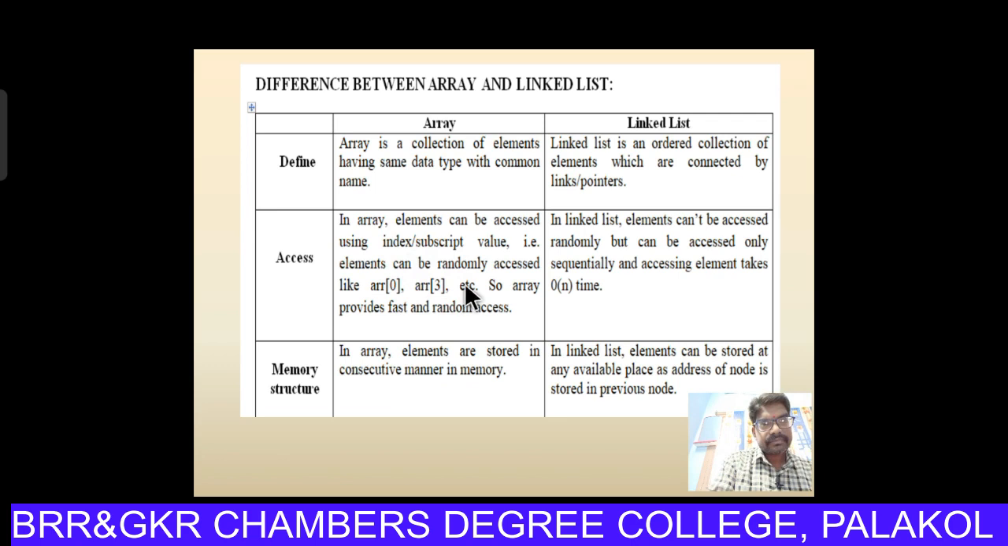So what is the memory structure? In arrays, elements are stored in consecutive memory locations. In linked list, elements can be stored at any available place as the address of the node is stored in the previous node. So this is the structure. This is the contiguous block of memory, but linked list is not. We have to link one node to another node with the help of pointers.